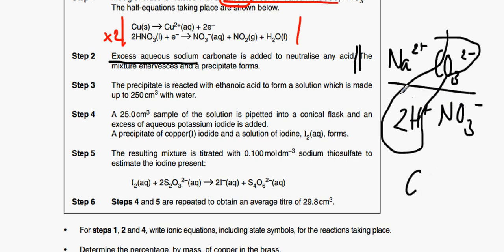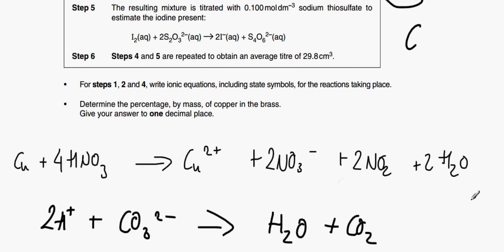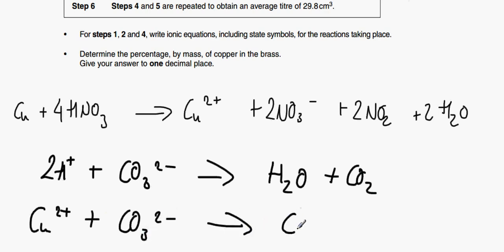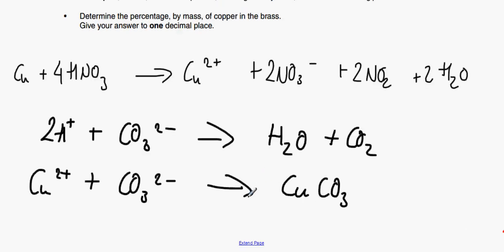The second thing that happens is that, seeing as this is in excess, we have sodium carbonate, which is over here, reacting with whatever is available to react with. And as you can see over here, copper 2 plus is very available to be attracted to the carbonate. So we have the Cu 2 plus and the carbonate, and that would go to CuCO3, copper carbonate, like so. And that is our precipitate. So we've got our effervescence and we've got our precipitate.